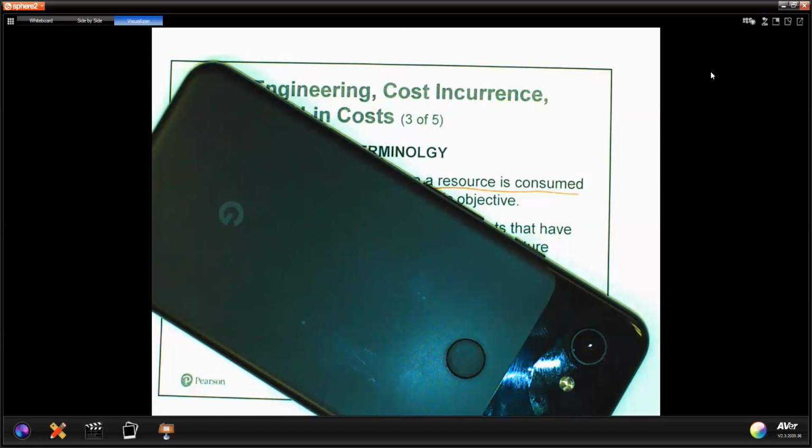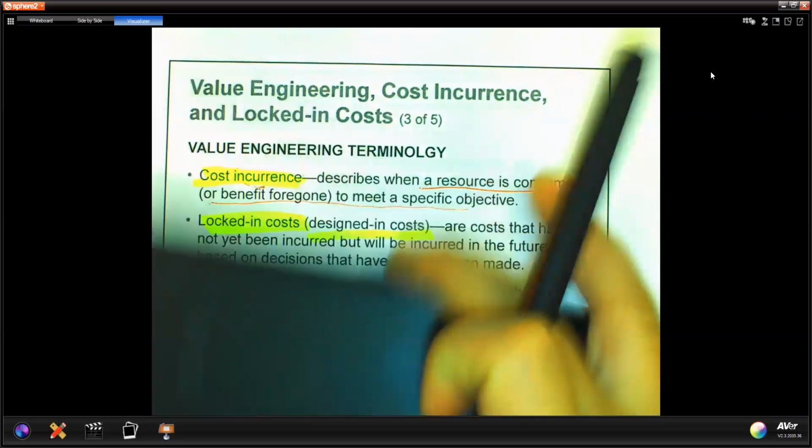You cannot go back. The price, the material is already locked in. Does this make sense? Similarly, I got this phone, and I haven't decided whether I use T-Mobile or Verizon or whatever. When you sign the contract, you pay later, but you have already locked yourself in this plan for many years. So this is called locked in cost.